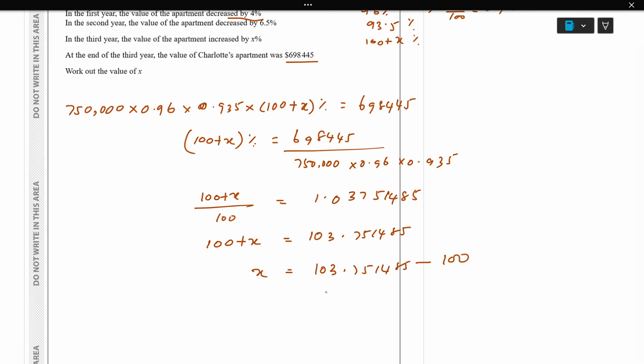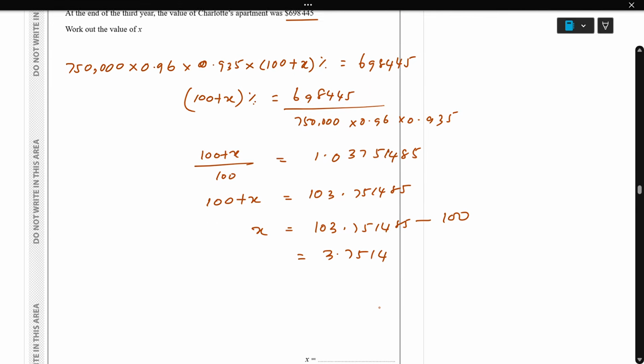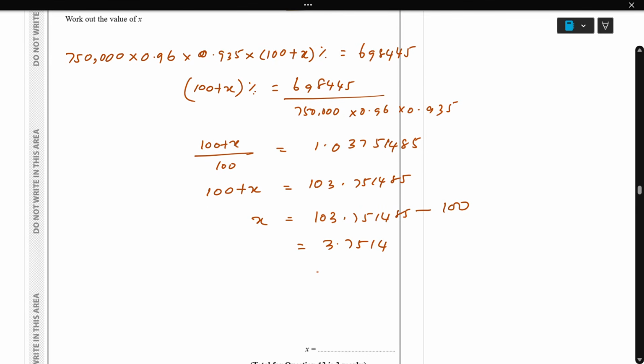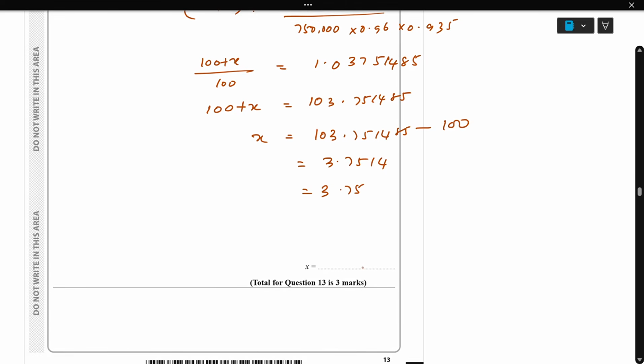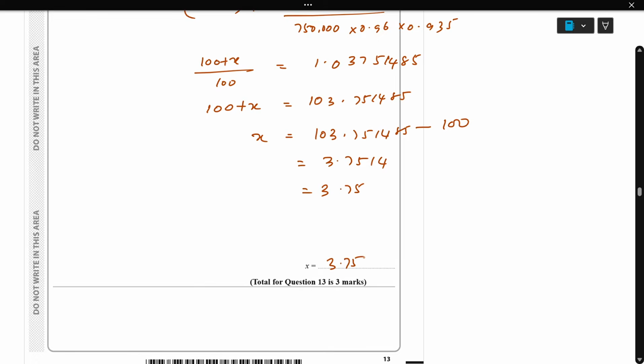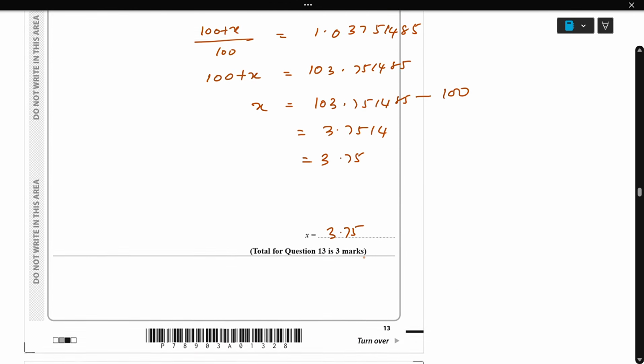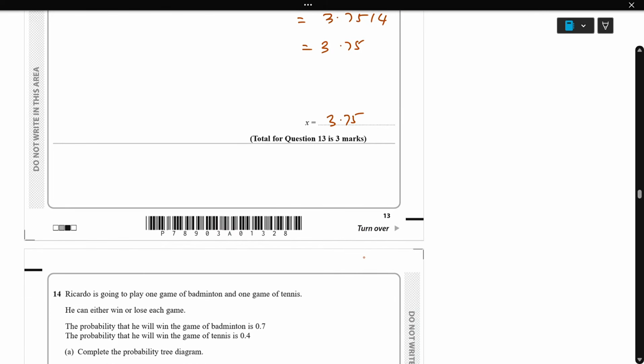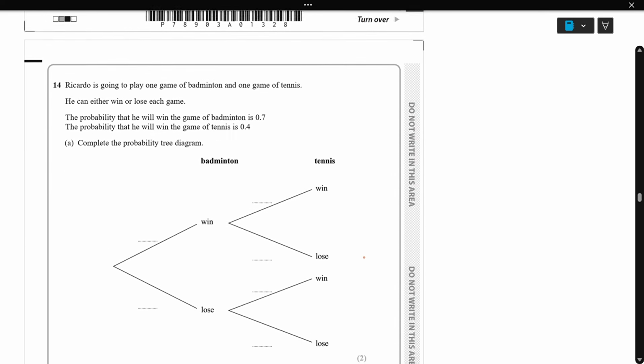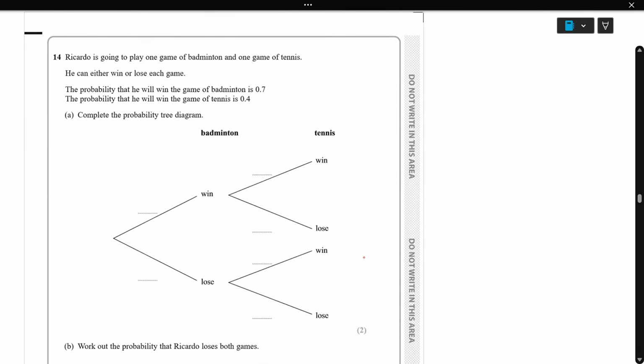Next, x equals 103.751485 minus 100, which is going to be 3.7514. This is the value of x, a percentage, which is 3.75 percentage. So x equals 3.75, and it is an increase.